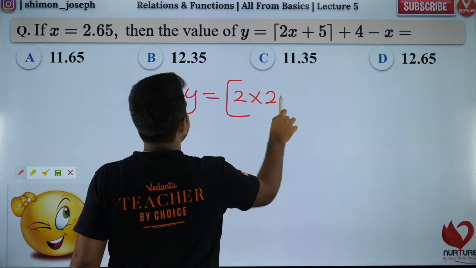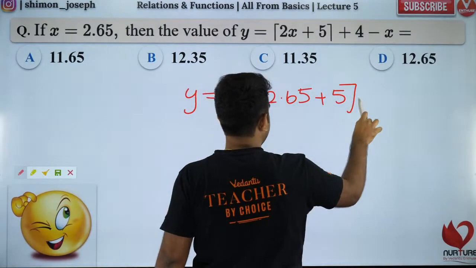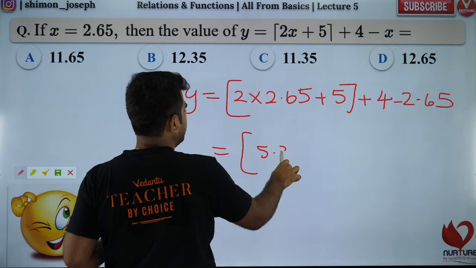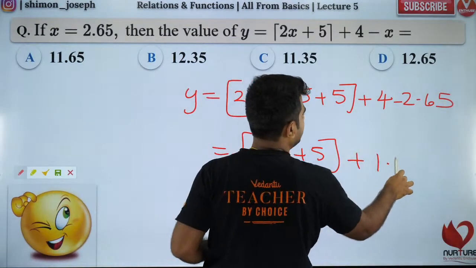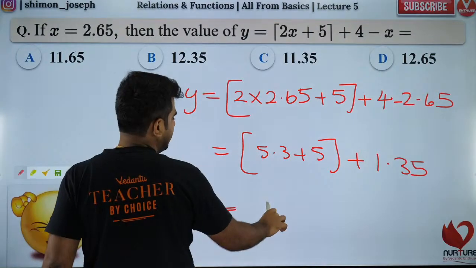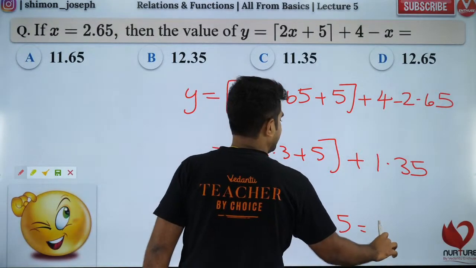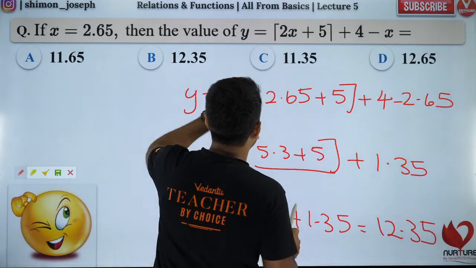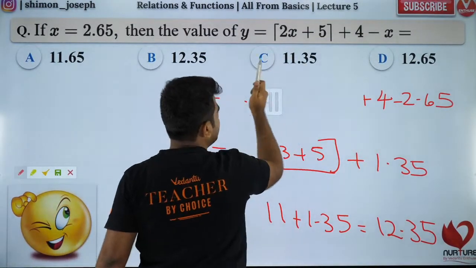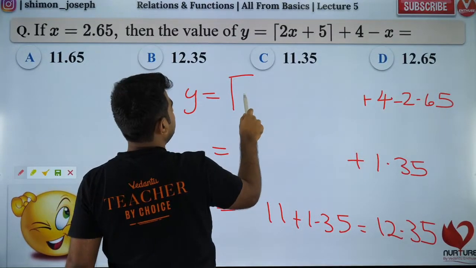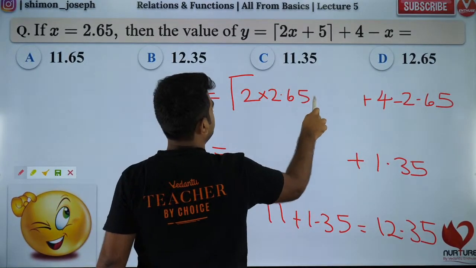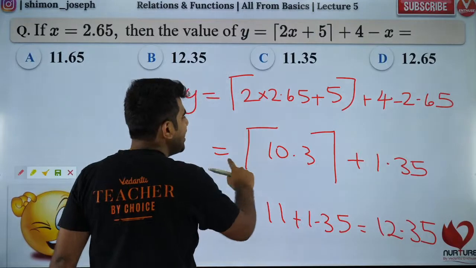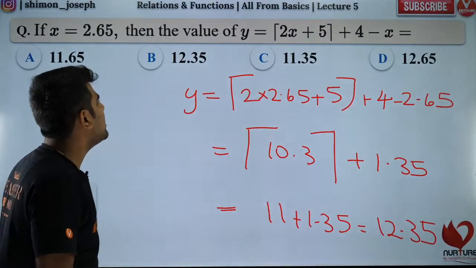So it's going to be 2 into 2.65 plus 5 plus 4 minus 2.65. Okay, so that's going to be what? That's going to be 5.3 plus 5 plus 1.35. So that's going to be 11 plus 1.35. So it's 12.35. How, sir, 11? Because this is 10.3 now, and it is the smallest integer function, okay? It is not the greatest integer function, it is the smallest integer function. So it is like this, the ceiling function. 2 into 2.65 plus 5 will be 10.3. So the smallest integer function of 10.3 will be 11. So the answer is option B.